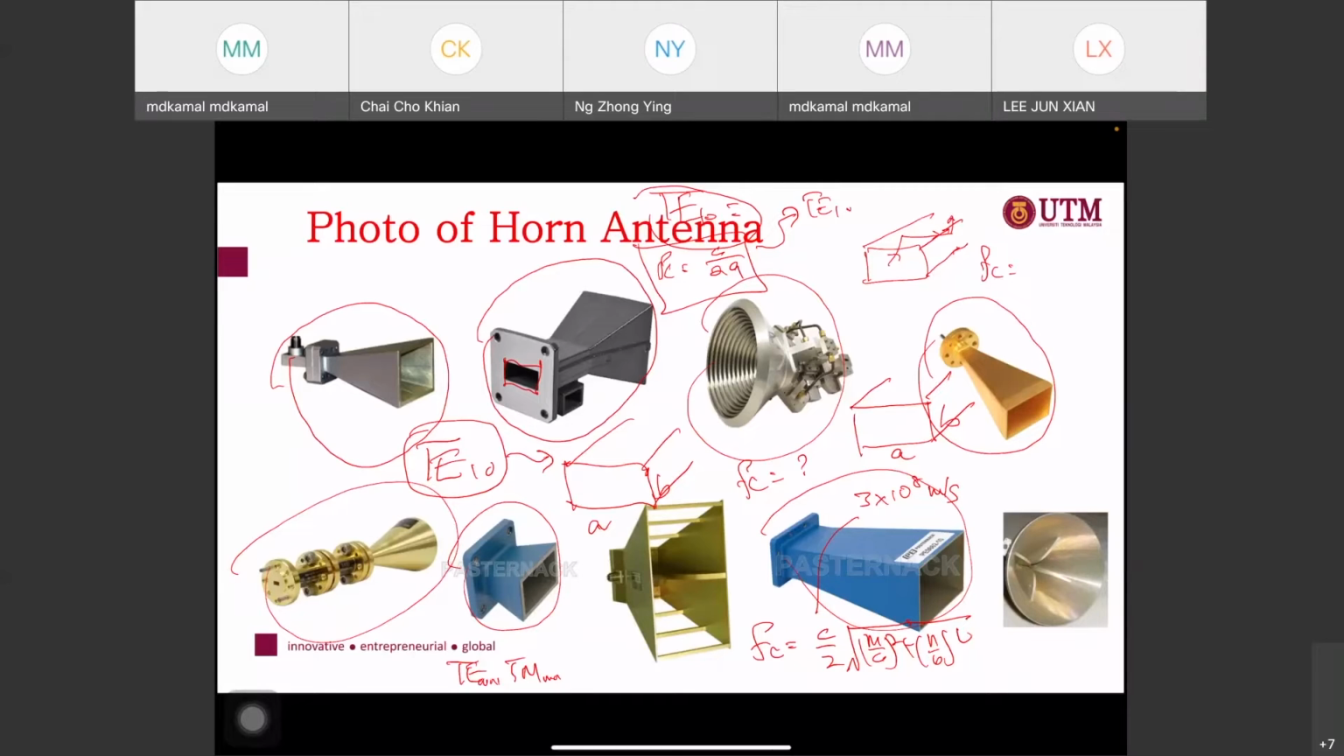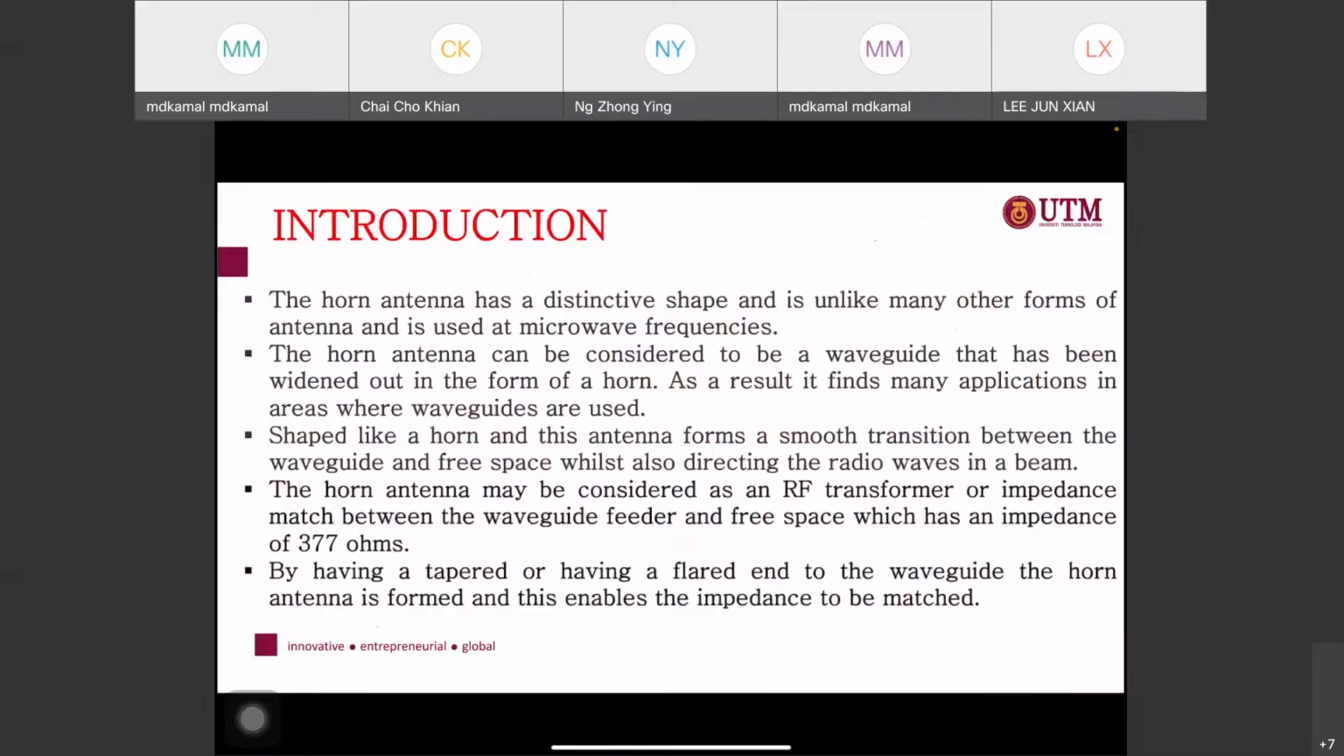Okay, so this is very important for you to know what is the operative frequency for your horn that can be used. The horn antenna has a distinctive shape and is slightly unlike many other forms of antenna and is used at the microwave frequencies.